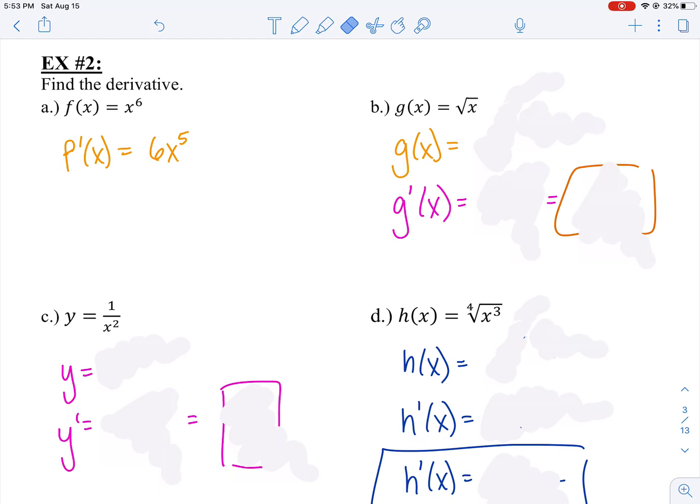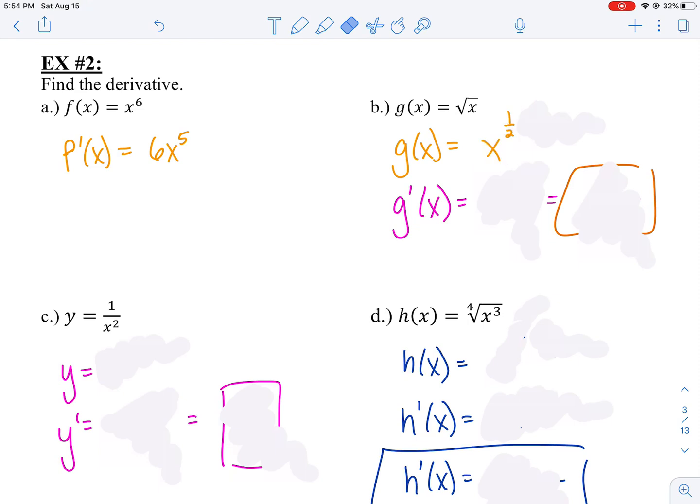Now B looks a little bit different. B says g of x is the square root of x. And we don't have a rule that says anything about square roots. So we're a little bit stuck on this one, unless you can somehow rewrite g of x so that it looks like one of the rules that we do know. Does anybody know how to change that square root?